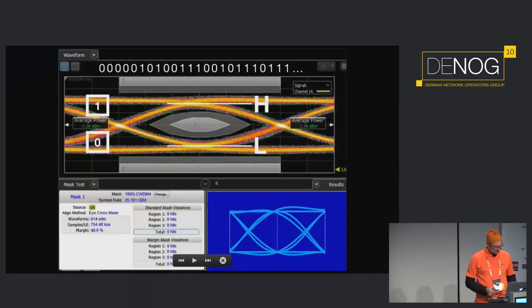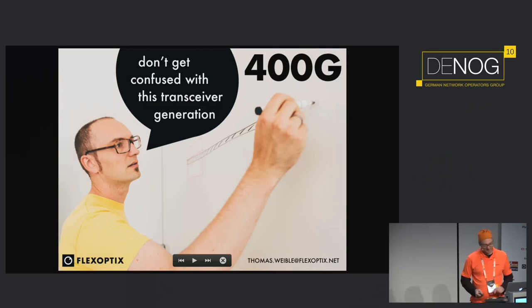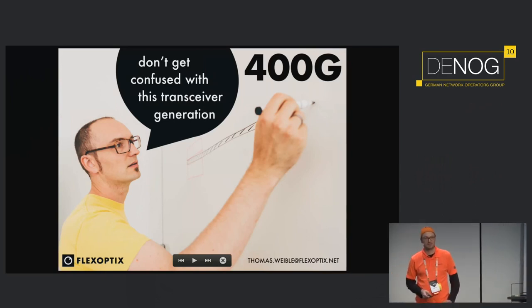So I prepared that presentation. It's more an outlook, what will come in the next couple of years, especially which will be implemented beginning of next year, mid of next year. So it's about 400 gigabit transceivers and also the dedicated switches for that.